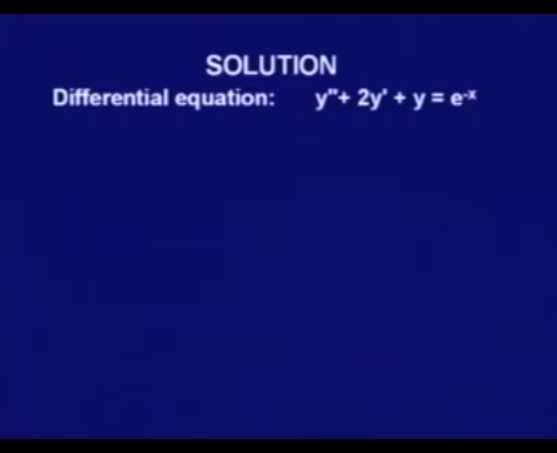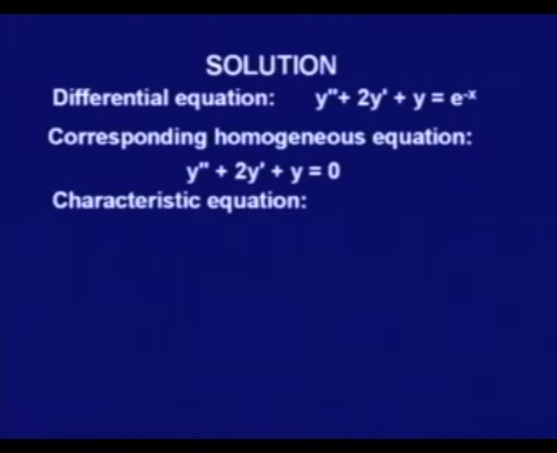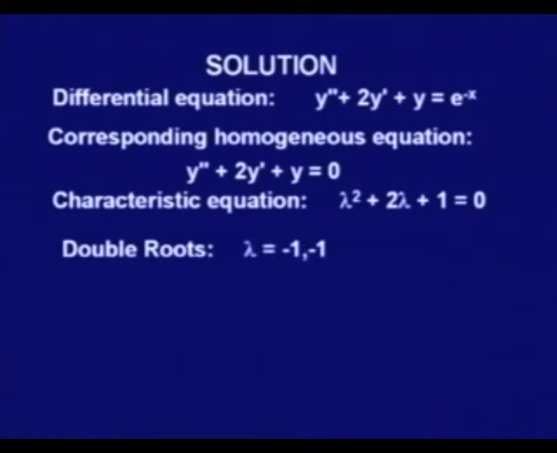First find the corresponding homogeneous equation, that is y'' + 2y' + y = 0. For solving this, we require its associated characteristic equation, that is lambda^2 + 2 lambda + 1 = 0. We see this is the whole square of (lambda + 1), so we get the double root lambda = -1 and -1.